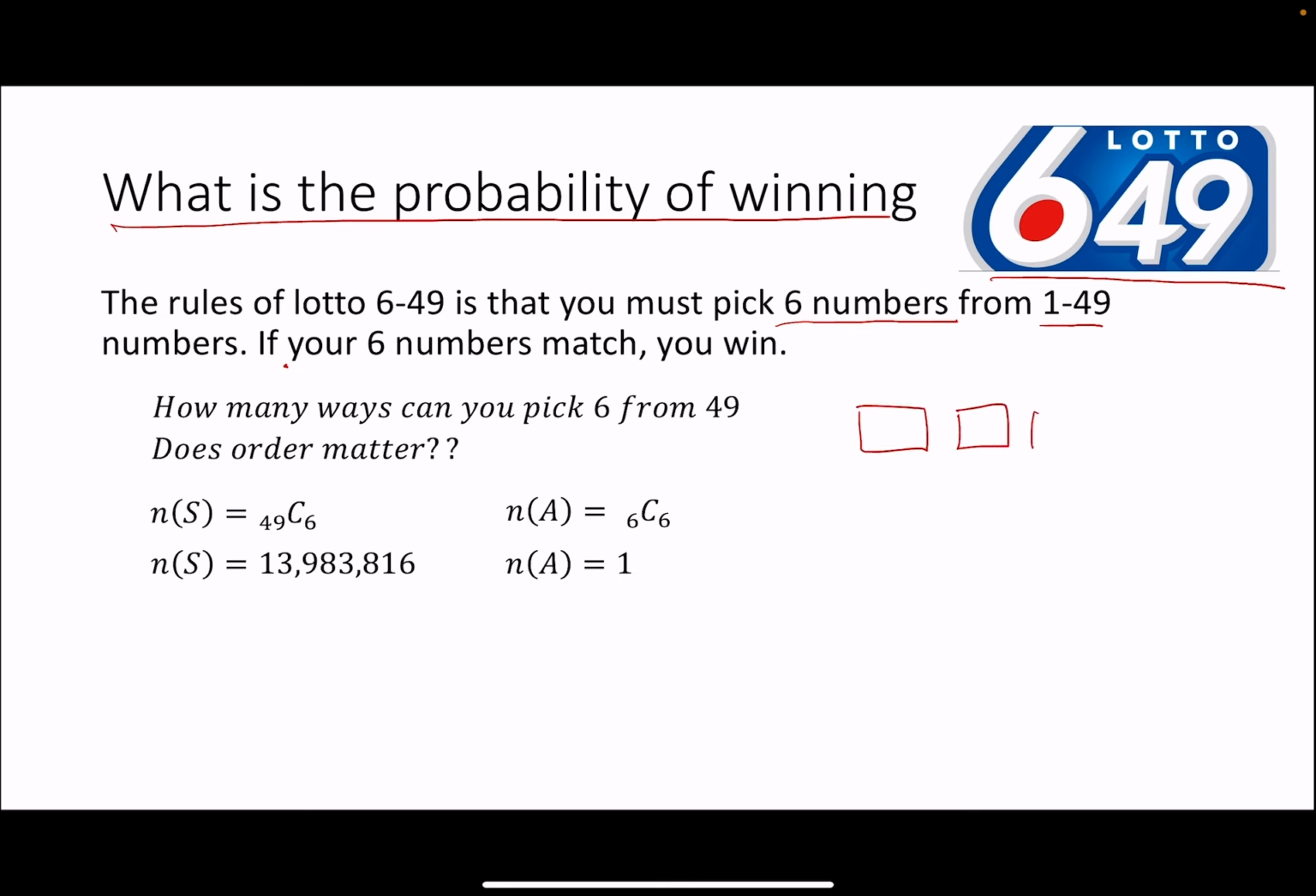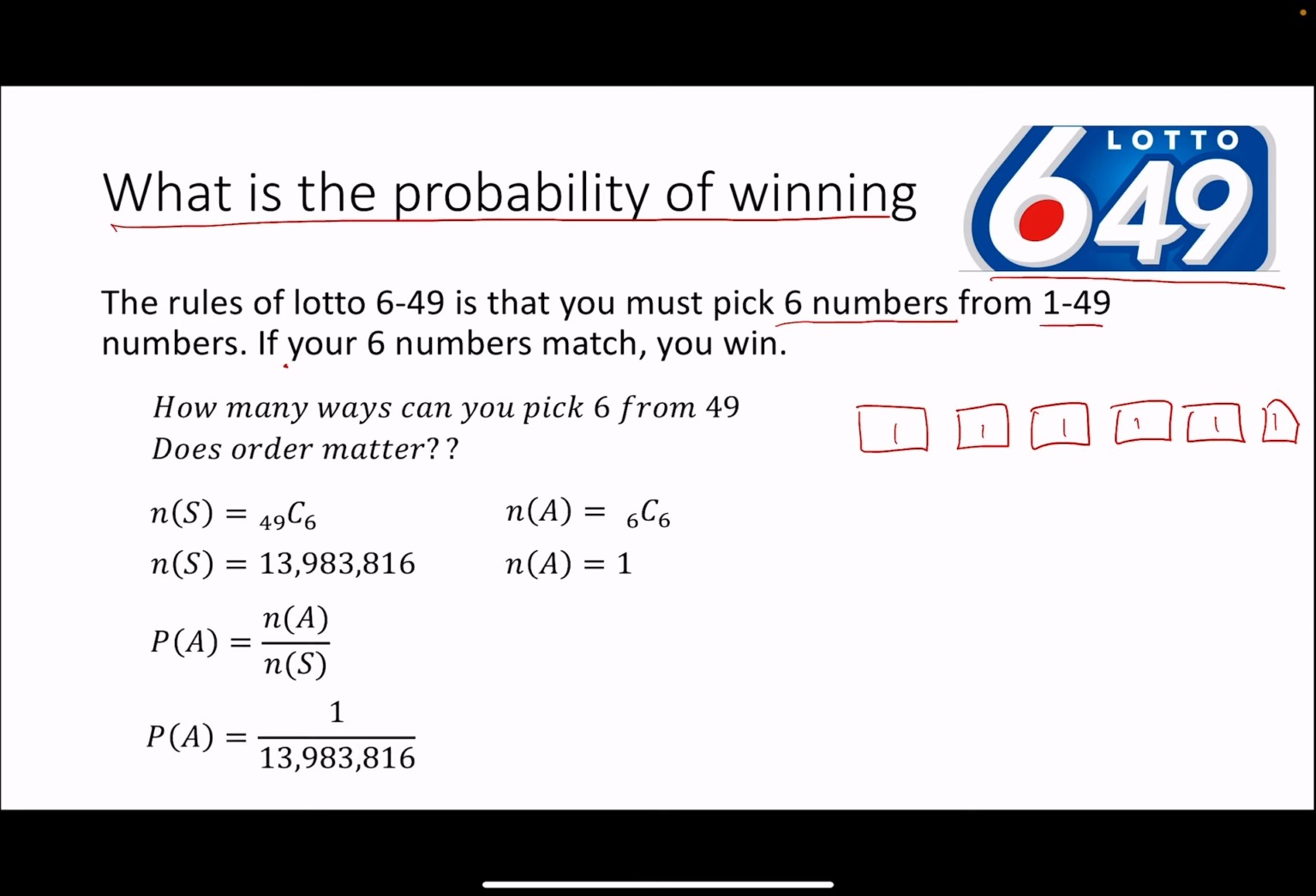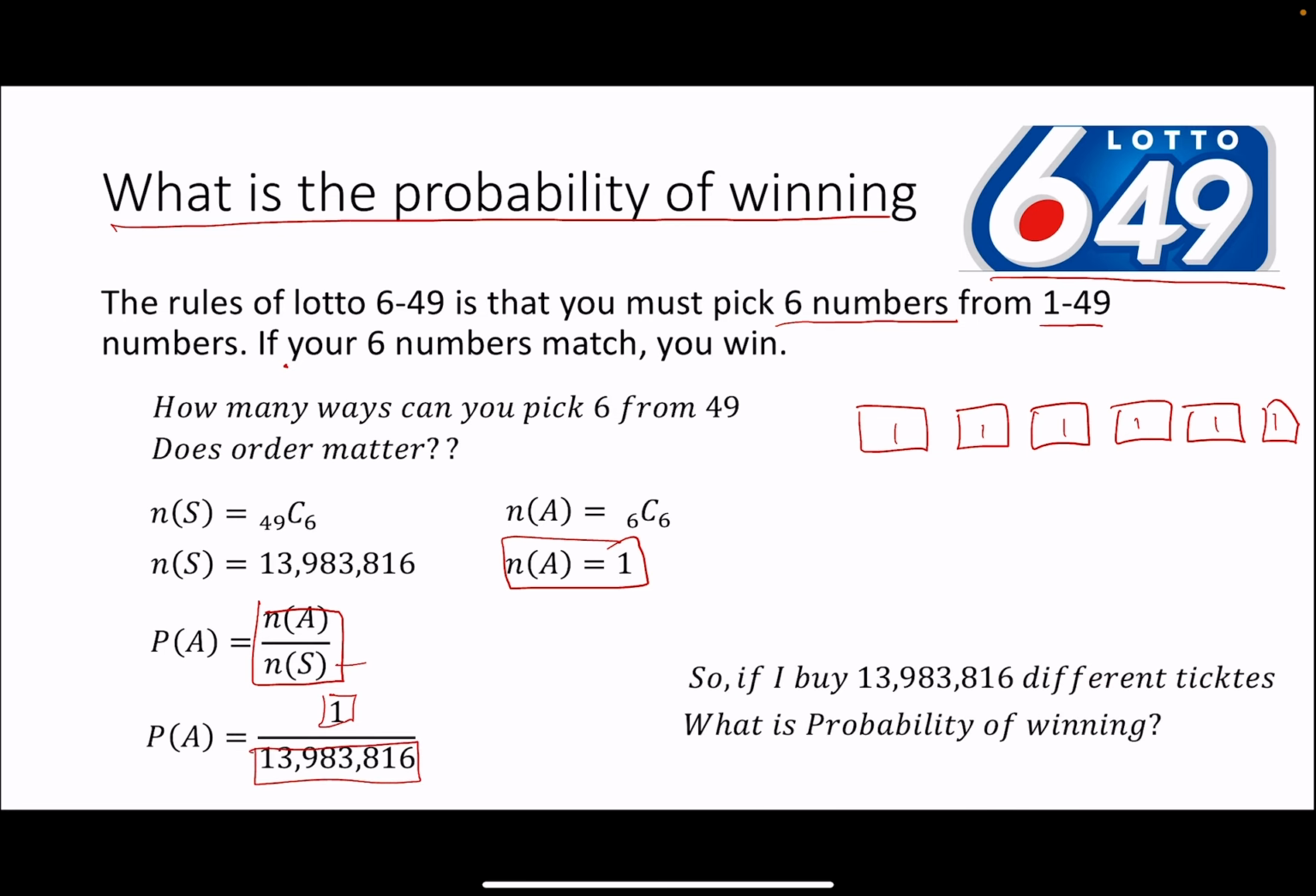So if I have 6 numbers, how many winning numbers are there? There's only one possibility. So the probability is NA over NS. We have NA, which is 1, and we have NS, which is about 14 million.